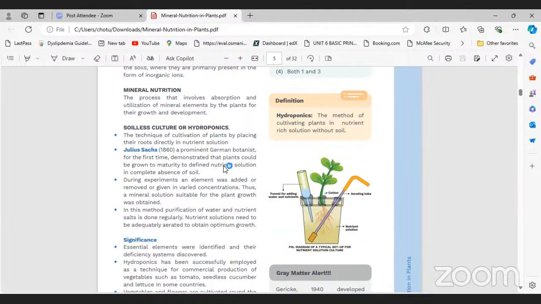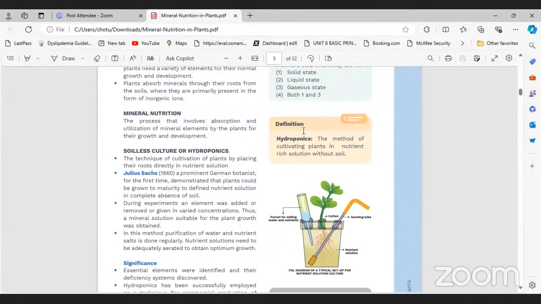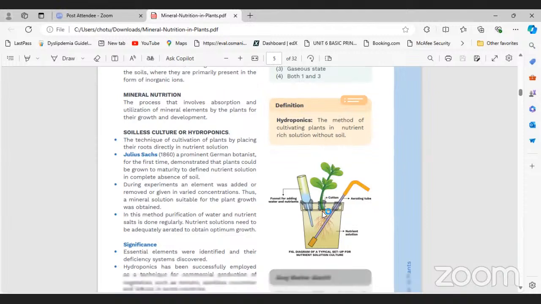Nutrient solution needs to be adequately maintained to obtain optimum growth. What is hydroponics? By definition, the method of cultivation of plants in nutrient-rich solution without soil is called hydroponics.